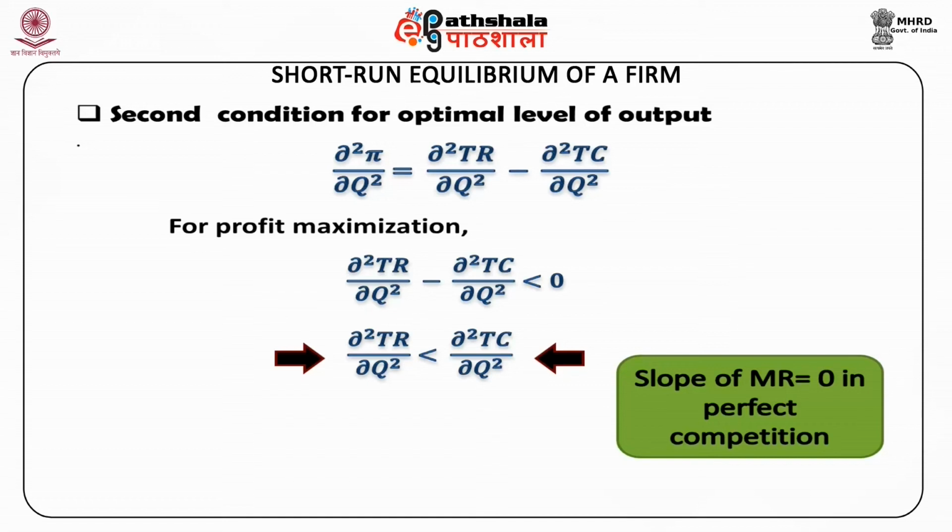The slope of the horizontal marginal revenue curve in perfect competition is 0, and the second order condition can be modified as delta square total cost divided by delta Q square greater than 0. That is, marginal cost must be rising, or the marginal cost curve must have a positive slope. Thus, at the point of equilibrium, the following conditions must be satisfied: marginal cost equals marginal revenue, and marginal cost must be rising at the point of equilibrium.